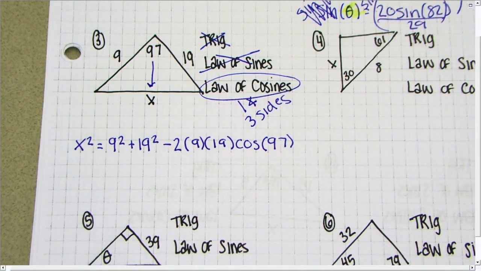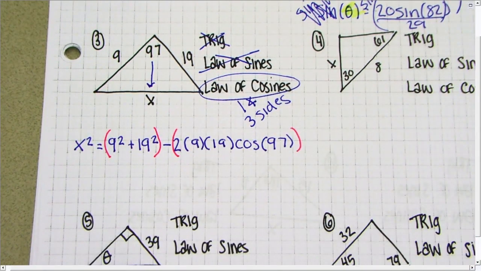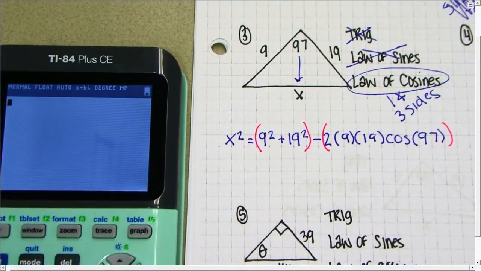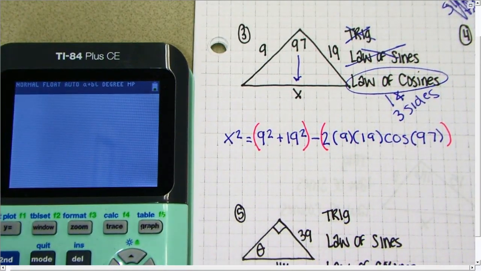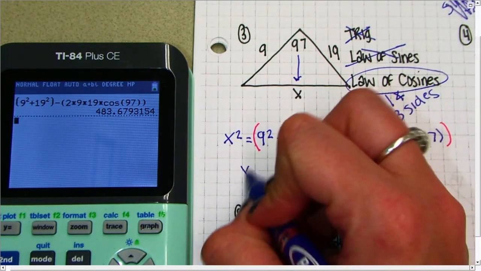When you are typing this into the calculator, you're going to have to put these parentheses. It will make your life so much easier if you put those parentheses. So I'm going to go ahead and do that. Parenthesis 9 squared plus 19 squared minus, open a new set, 2 times 9 times 19 times cosine of 97. Close the trig function, close the pink parenthesis, and we get an answer of 483.6.